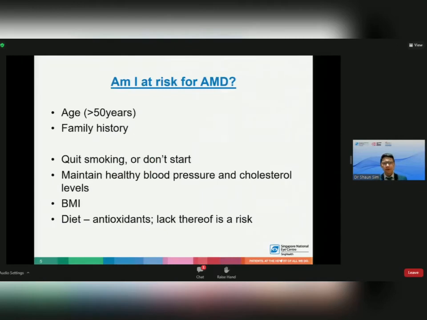So are you at risk of AMD? I like to think of risk factors as what I can change and what I can't change. Modifiable risk factors are things that I can change, and non-modifiable risk factors are things that I can't change. Non-modifiable risk factors are those two at the top, including age of more than 50 years old and a positive family history. Modifiable risk factors are those listed below. I would advise patients to avoid cigarette smoking, or if possible, not to start, to maintain healthy blood pressure and cholesterol levels, maintain a good BMI, and also have a regular balanced diet with antioxidants.